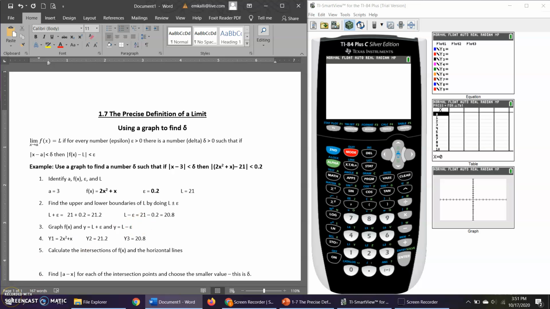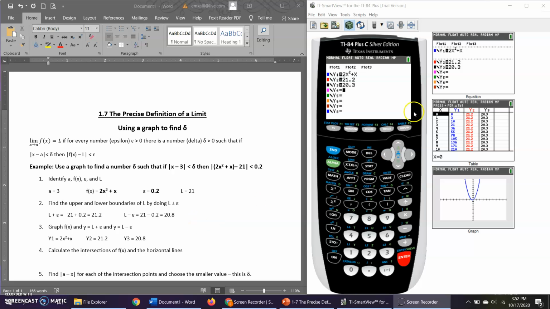So let me put that in my graphing calculator. I'm going to pause the video, then I'll come back and you'll see it's all in the graphing calculator. So I've put it all into my y equals menu, and you'll notice that if I go to my graph, I don't see the horizontal lines for 21.2 and 20.8. They're missing, because they're outside of my window range, because the top of my screen only goes up to 10. So I'm going to adjust my window settings so that I can see them.